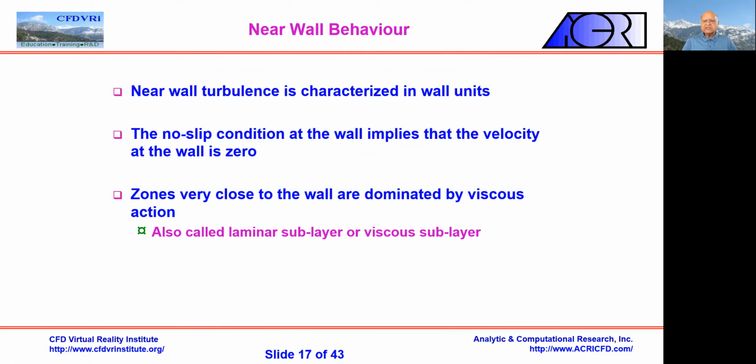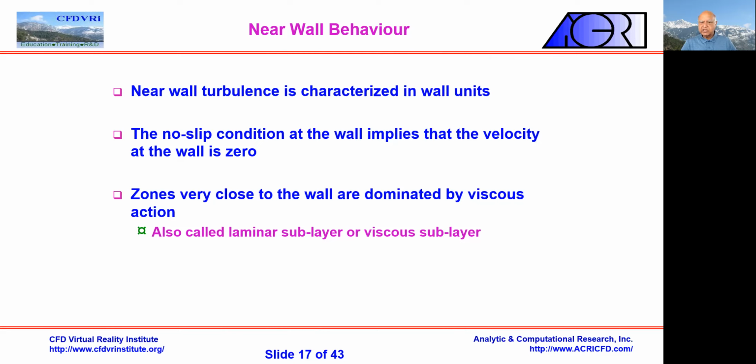So near wall turbulence is characterized in wall units. Near wall turbulence differs from the turbulence away from the wall, because turbulence away from the wall is largely isotropic. There is no specific direction, so everything looks about the same. But when you come near a wall, there is a wall. Nothing can cross the wall. So the eddies that come close to the wall flatten out. What happens is that they stretch in one direction, and the fluctuations in one direction are much more than the fluctuations in the other directions.